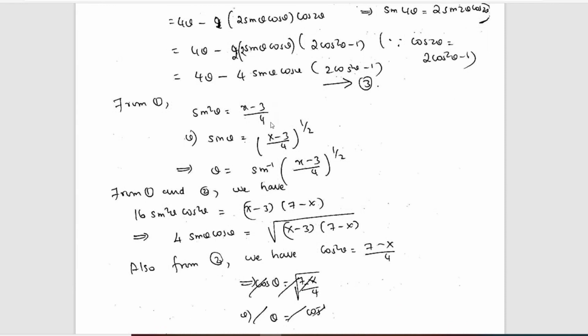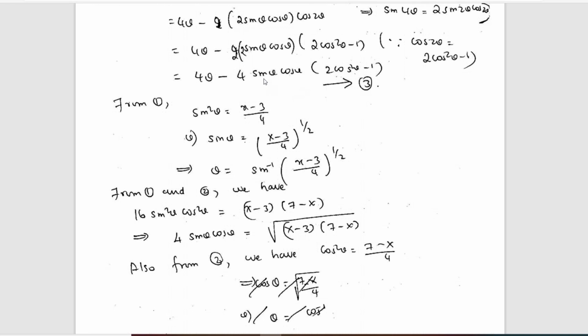Sine square theta is (x minus 3) by 4. Therefore, the sine theta value is ((x minus 3) by 4) whole to the power 1 by 2, because we have sine theta and cos theta in equation number 3. We need to find the values of sine theta, cos theta, theta and cos square theta in terms of x.